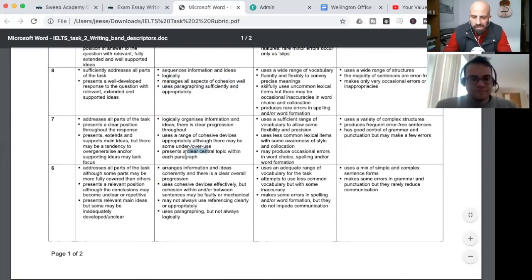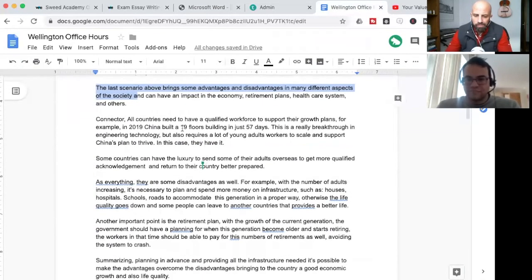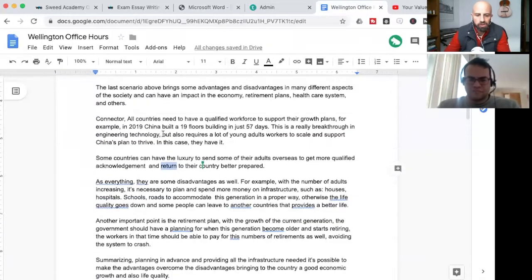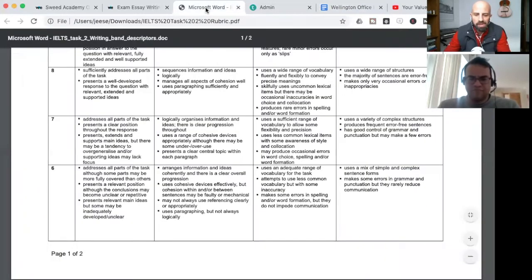And presents a clear central topic within each paragraph. So that's very important. Each paragraph, and you'll see this in the course too, should have a main idea. I should be able to tell you what your main idea is of this paragraph, like one idea. And I can already tell you just from looking, there are too many paragraphs in this. Yeah, we're going to talk about that structure.